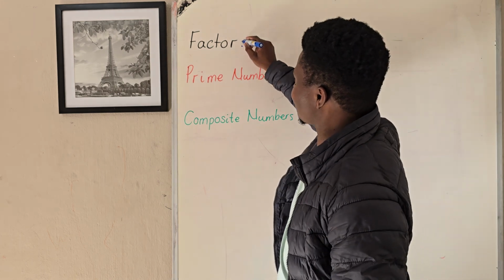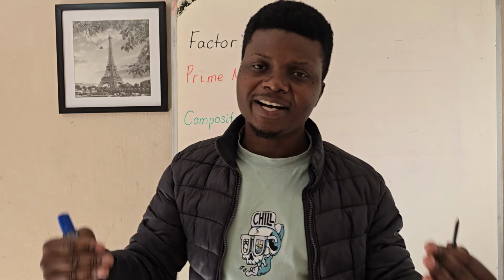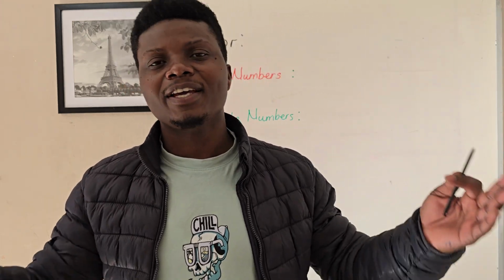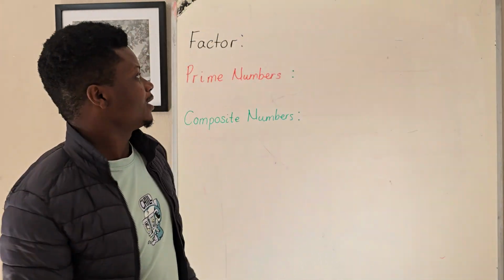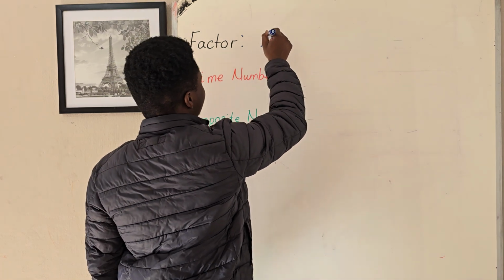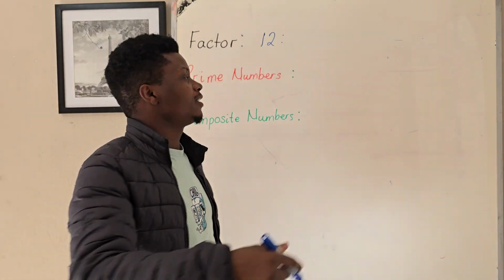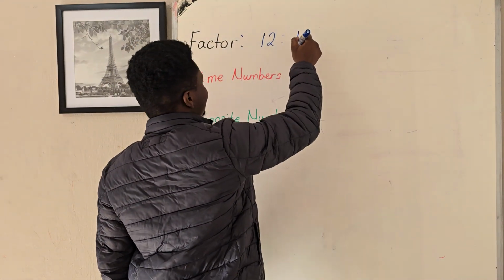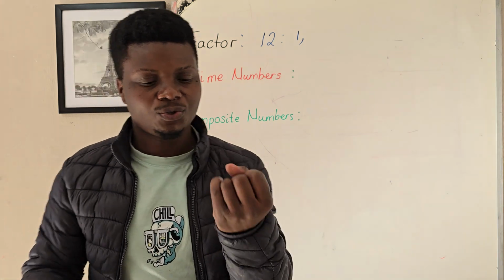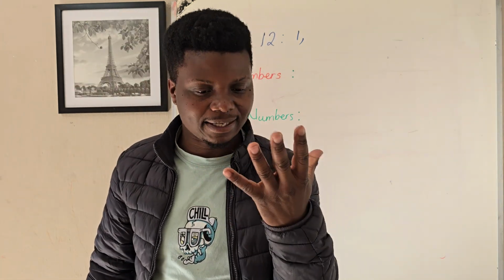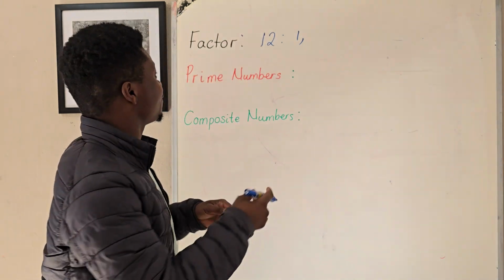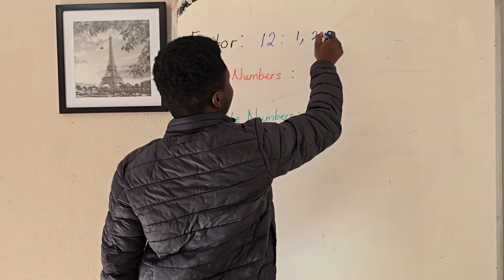What is a factor of a number? A factor of a number is a number that divides into a number without leaving a remainder. For example, let's say we have 12 and we want all the factors of 12. Remember, 1 is always a factor for every number. So 1 can divide 12. 2, let's test 2. 2, 4, 6, 8, 10, 12. So 2 divides 12, so that's a factor.